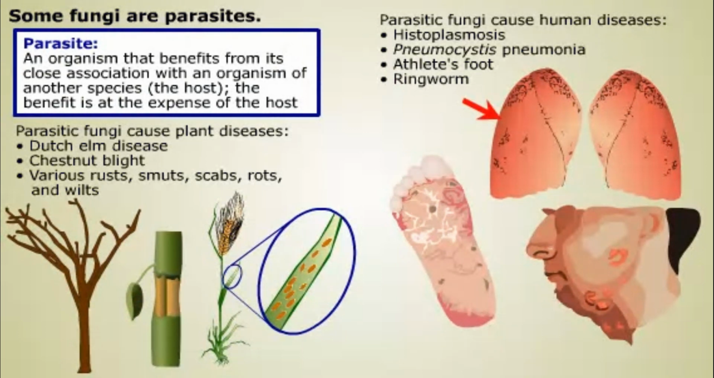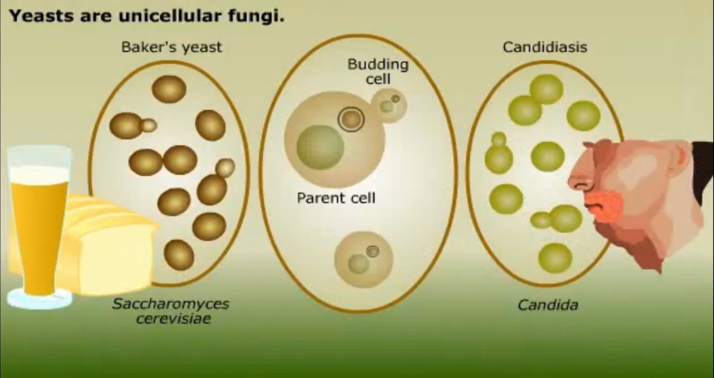Many plants, including important crops, are attacked by parasitic fungi, which cause diseases known variously as rusts, smuts, scabs, rots, and wilts. Some fungi are parasites of animals, including humans. Several species of fungi can cause serious lung infections. Although fungi are generally multicellular organisms, some species of fungi are unicellular for part or all of their life cycle.